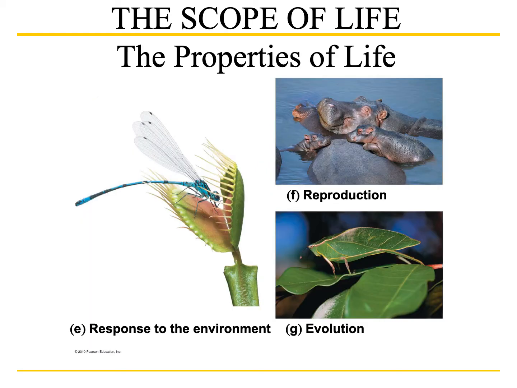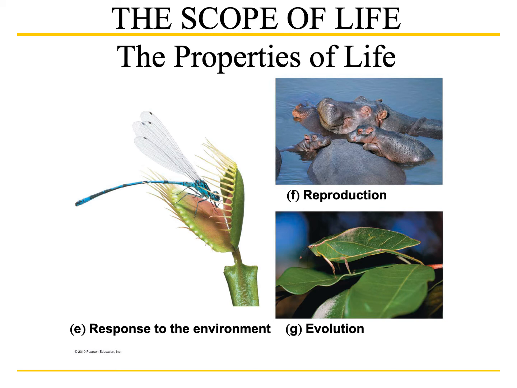The next property of life is the ability to respond to the environment. That is, living organisms are able to detect environmental stimuli and respond in some particular way. So in this particular example, you have a Venus flytrap that is able to respond to or detect the dragonfly that has landed there, be able to close up, and then add to that some of the properties we just discussed, such as energy utilization. So, the ability to respond to the environment, specifically to environmental stimuli, is in fact a property of life.